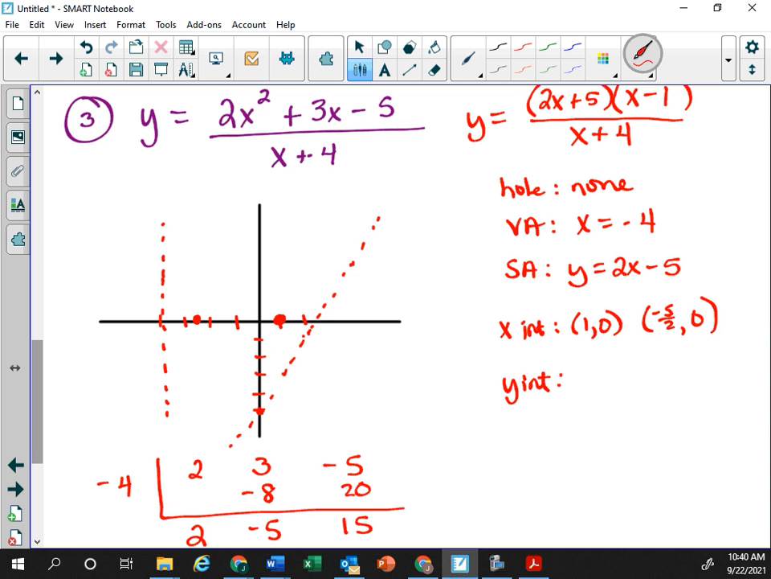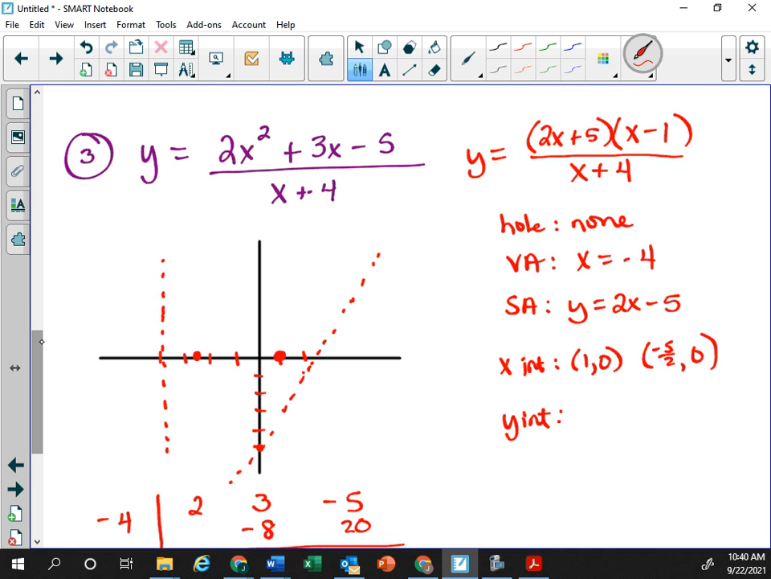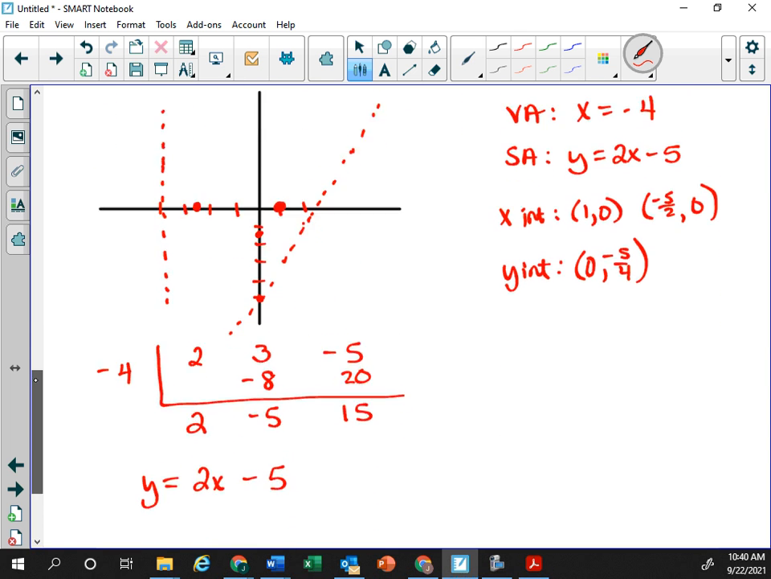All right, and then what is my y-intercept going to be? Sometimes that's easier to go back to the original function and look at. If I plug 0 in there, that's a little easier than 0 in the factored form. 5/4. Good. So that's somewhere in here. Okay, we have enough to sketch our graph. So let me scroll down so we can see it.